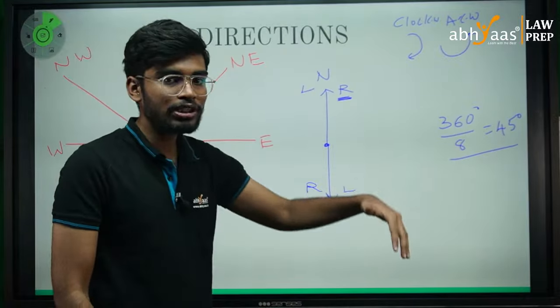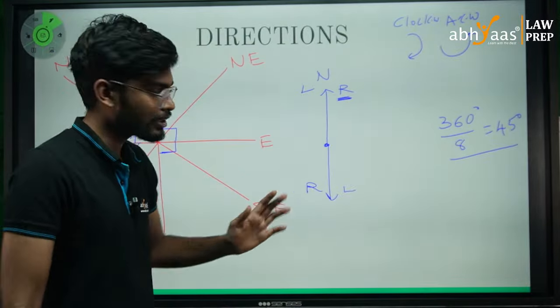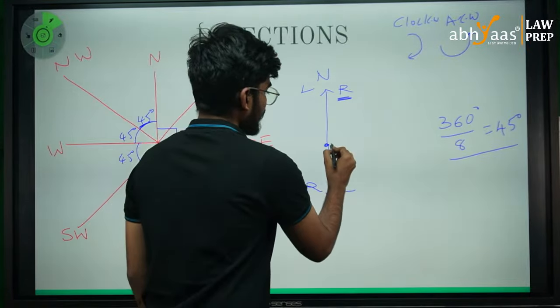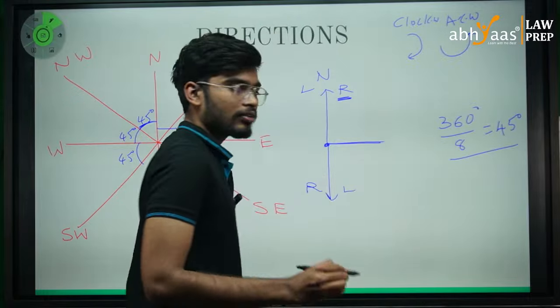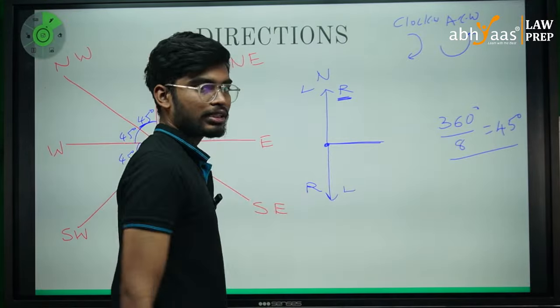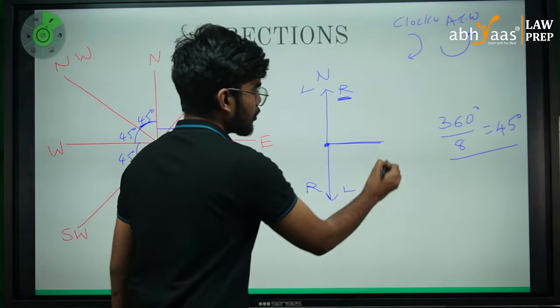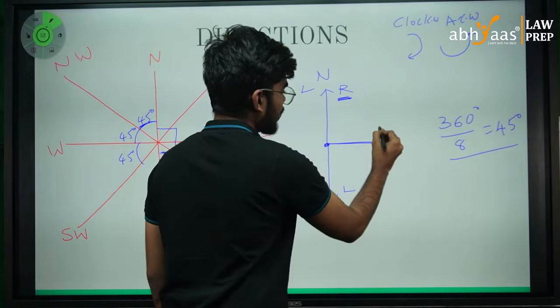If you are turning in the opposite direction, obviously left and right will be interchanged. Next, if you are traveling towards east, what is the right turn? It will be towards south. Right turn will be towards south. So this is right and this is left.